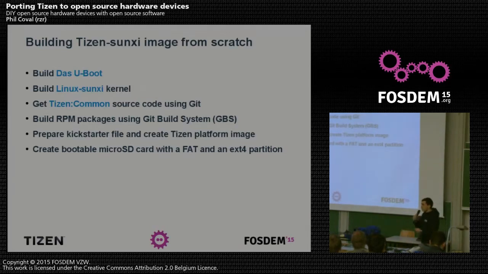So there are a couple of ways to build Tizen. As you heard in previous presentations in this room, you can use Yocto, but in my particular case, I'm using the GBS build system. So with a powerful enough computer, you can cross-compile it in approximately 4 to 6 hours. Then, once you have all the RPMs, you have to prepare a Kickstart file and create an image. The final step is to prepare a bootable micro SD card with a FAT partition where you should place the Linux Sunxi kernel and an ext4 partition for the Tizen stuff.